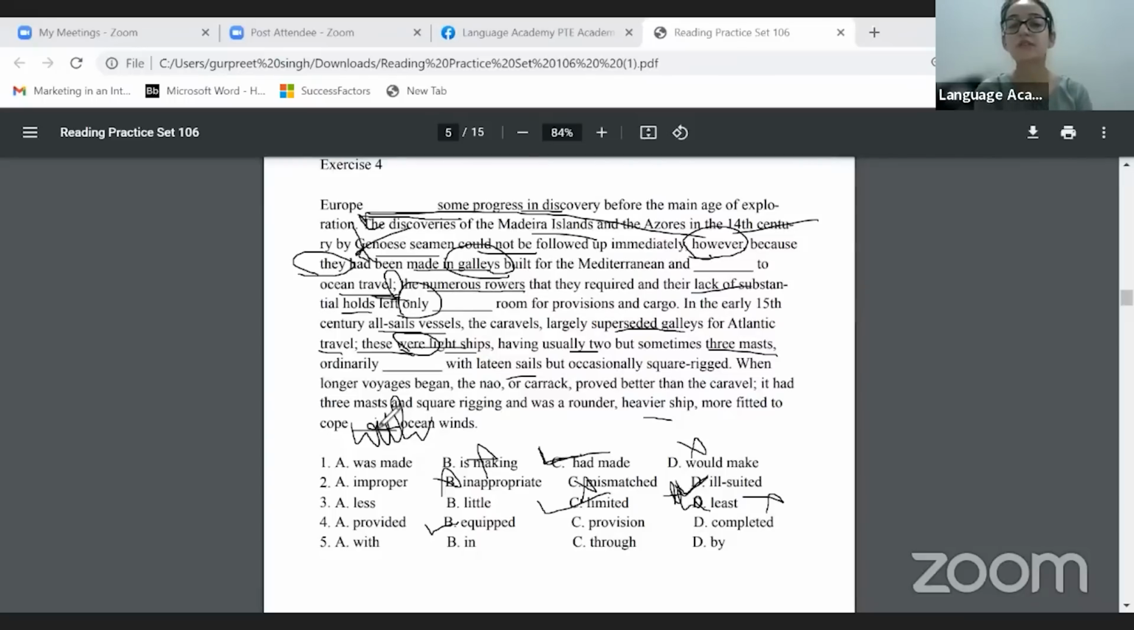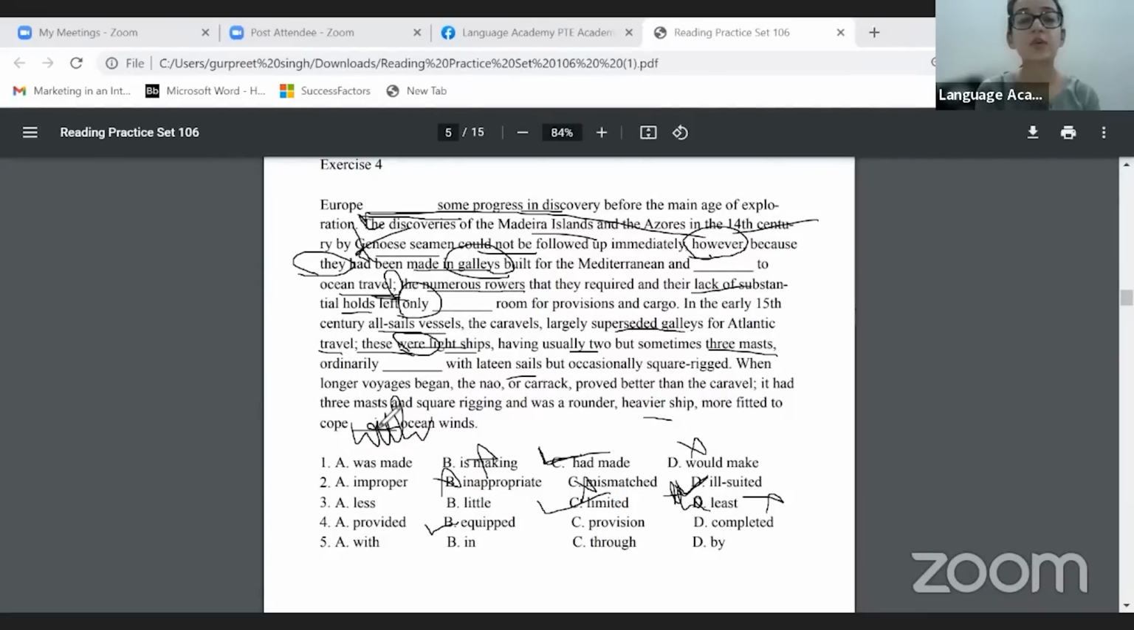So these are the answers. The first one is had made, because something which is done in the 14th century should be conveyed using the word had plus third form. And we are talking about ships, and we are saying these ships are not suitable to ocean travel. So we'll go with ill-suited, because ill-suited comes with to. Inappropriate would better come with for. And ships cannot be matched to ocean travel.